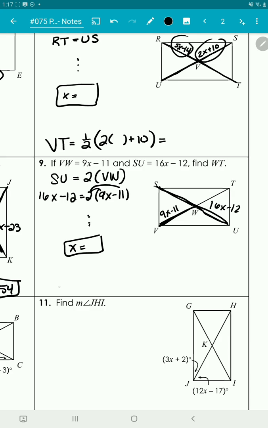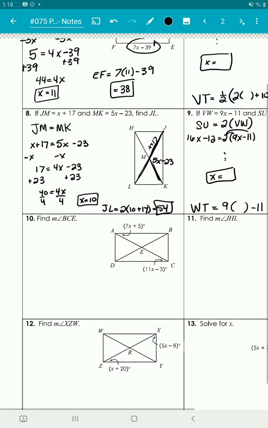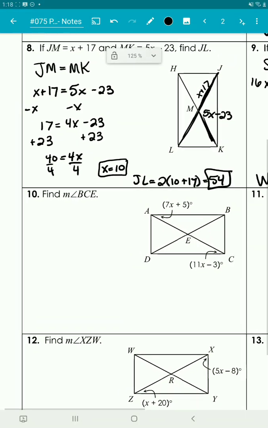Okay, and then it asks us for WT, and WT is going to be, again, half of a diagonal, so we can go ahead and use the VW. So we'll do 9 times whatever you got for x, minus 11. Type that in your calculator and see what you get. Okay, so we just know that half the diagonal is going to literally be half of the diagonal. So if we have the half diagonal and the diagonal, you just have to double the half in order to get the whole. Okay, now we're looking at angles.